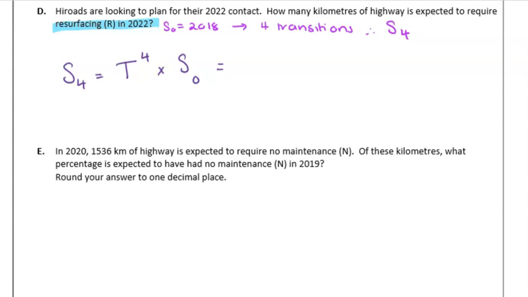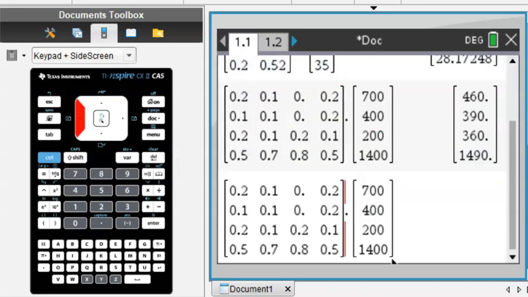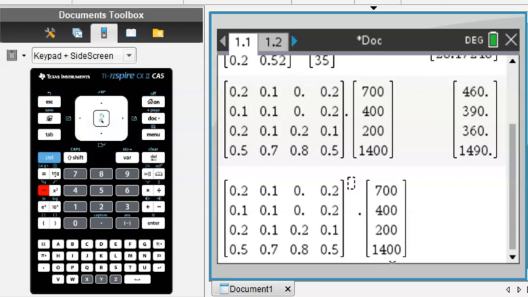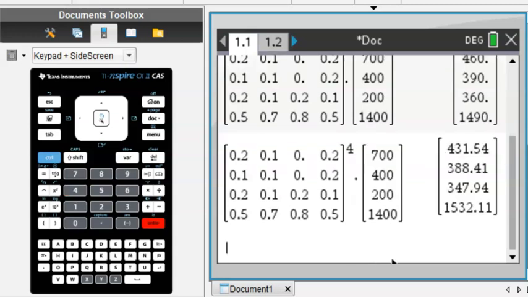And that will give us our 4 values for each of the locations, so grading, resurface, seal, no maintenance, and from that we can then take out our value of resurfacing. So let's put that in our calculator. I'm going to take what I already have entered with my transition and S0 and do my transition to the power of 4 times my S0 matrix, and that gives me those values there. So I can see that resurfaced would be 388.41 kilometres.